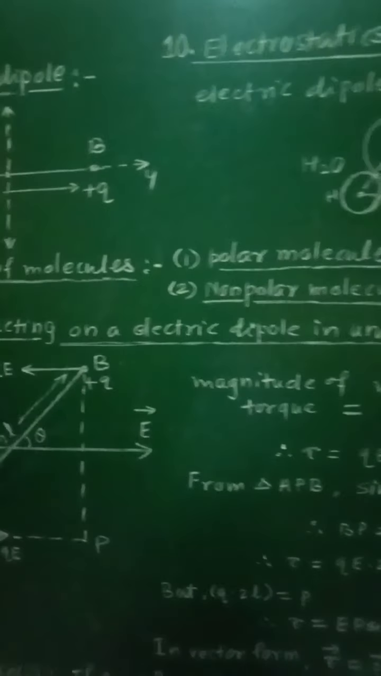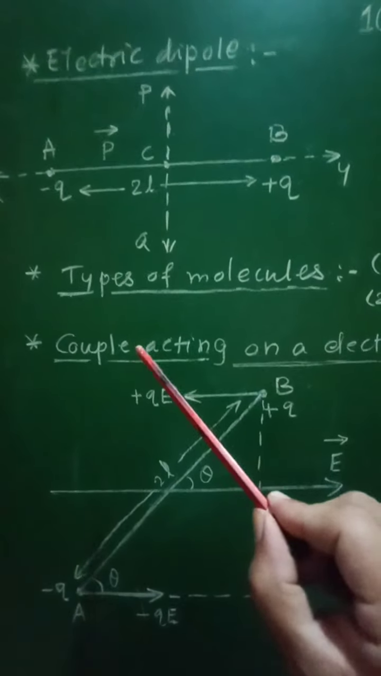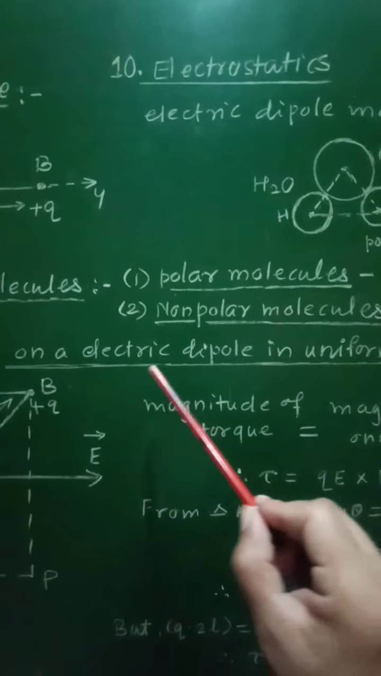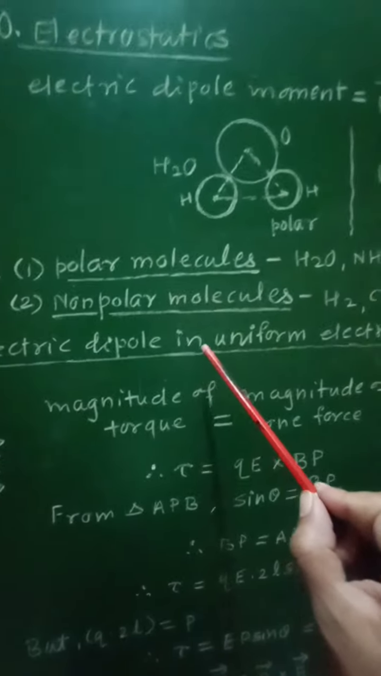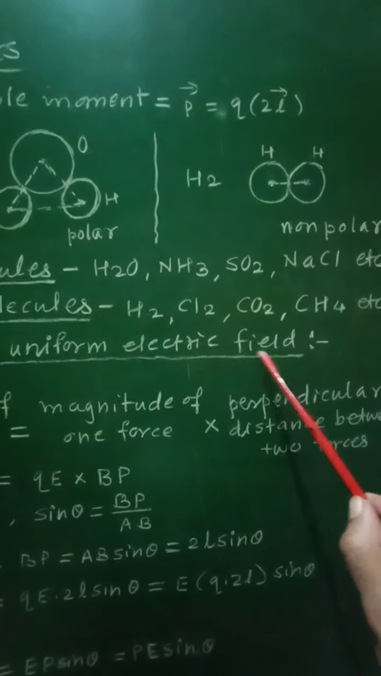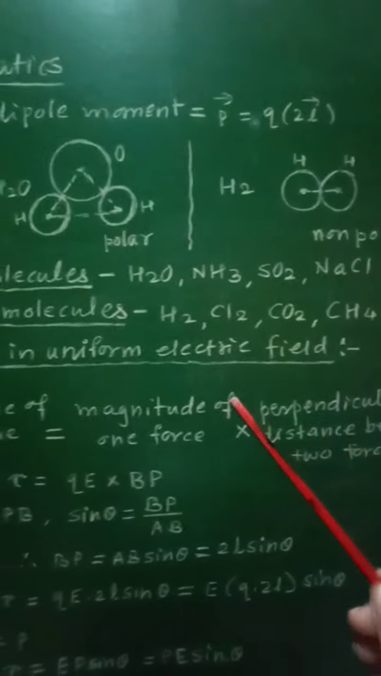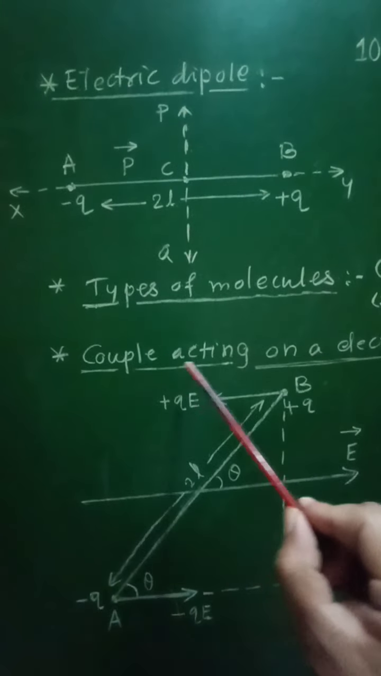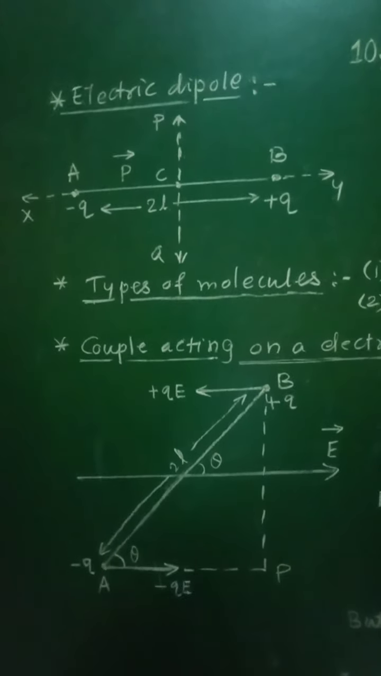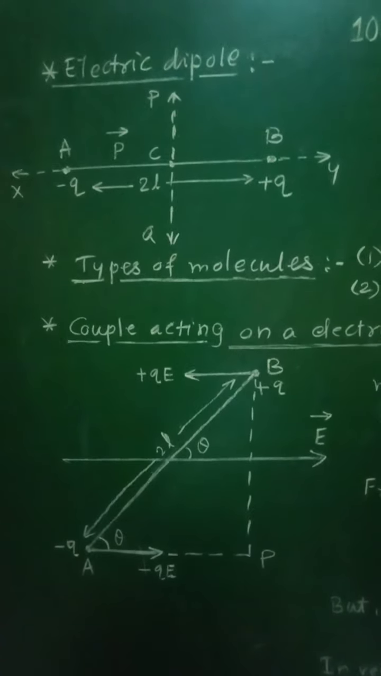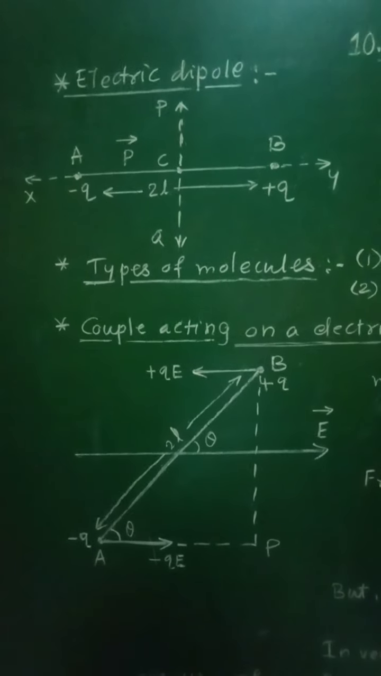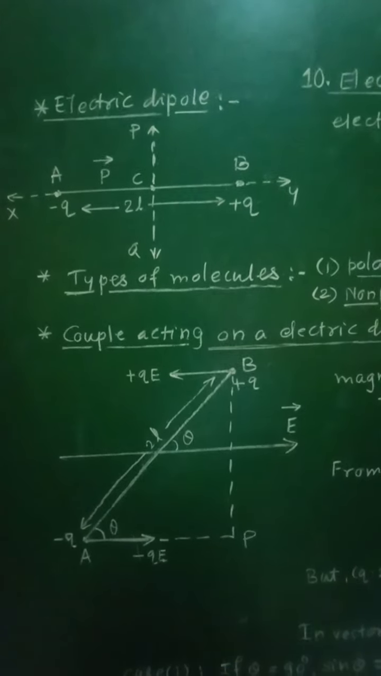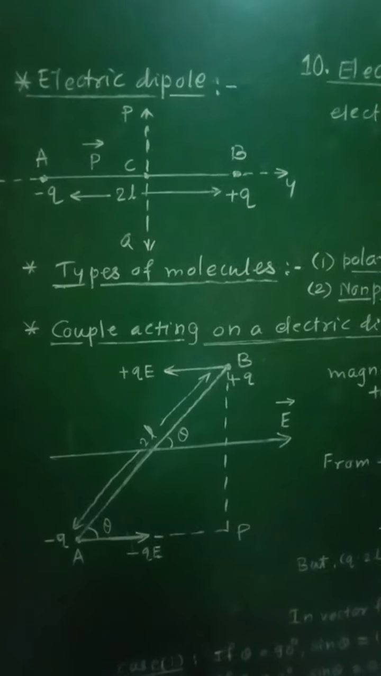And now let us see the couple acting on an electric dipole in a uniform electric field. Couple is nothing but 2 equal and opposite forces acting at 2 different points of the same body. If 2 equal and opposite forces are acting at 2 different points of the same body, then it will give rise to a couple, which is also called torque.